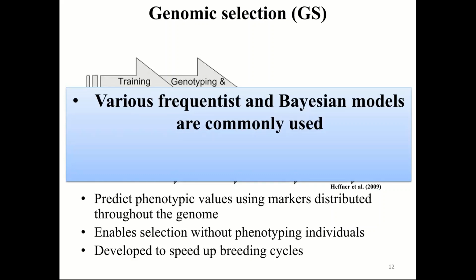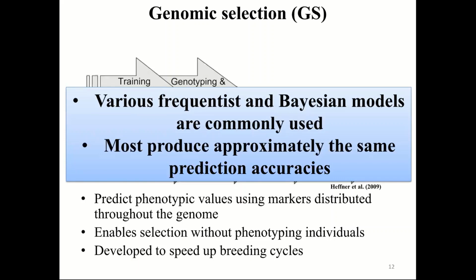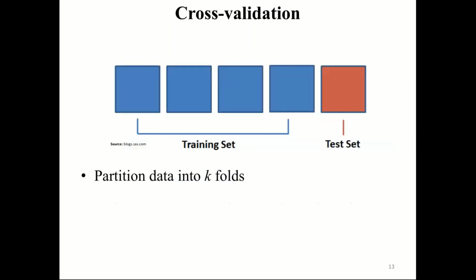To oversimplify even more, various frequentist, i.e. non-Bayesian, and Bayesian models are commonly used for genomic selection. In my experience, and the literature seems to agree with me on this, most produce approximately the same prediction accuracies. My second introductory slide is: what happens if you have only one data set and you want to see how good a particular genomic selection model performs? Well, here's one commonly used approach to assess how good of a job a genomic selection model is performing.